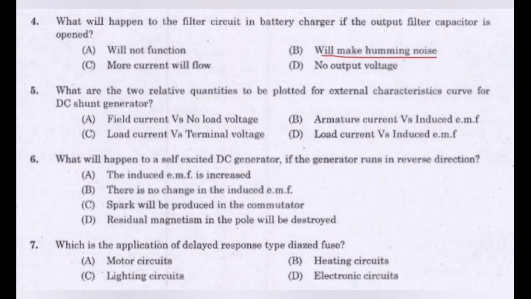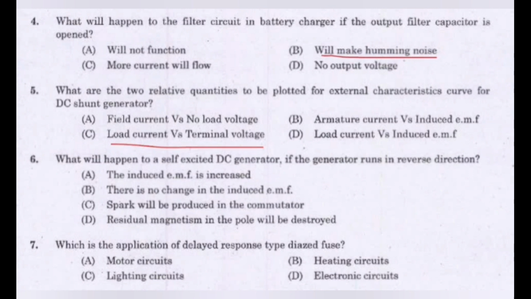Question number 5. What are the two relative quantities to be plotted for the external characteristics curve of a DC shunt generator? Option A, field current versus no load voltage. Option B, armature current versus induced EMF. Option C, load current versus terminal voltage. Option D, load current versus induced EMF. Answer is option C, load current versus terminal voltage.